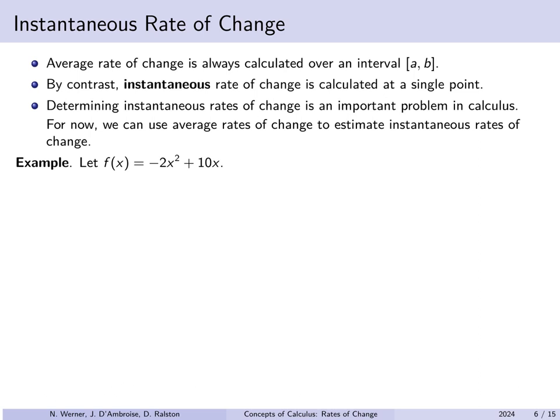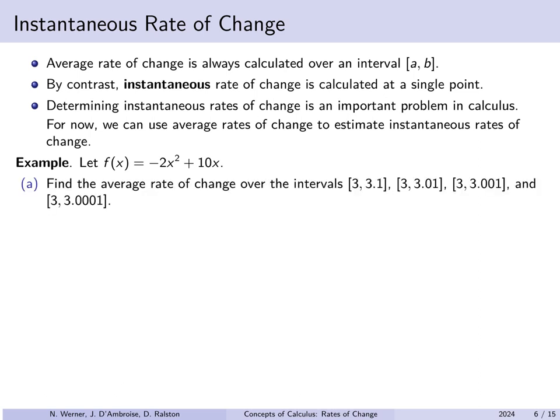For example, consider the function f of x equals negative 2x squared plus 10x. Let's find the average rate of change over a couple of different intervals: from 3 to 3.1, from 3 to 3.01, 3 to 3.001, and finally from 3 to 3.0001. Notice that the interval always begins at 3 and is then getting shorter and shorter, and we're going to compute the average rate over and over again and see what happens. Then we'll use that information to estimate the instantaneous rate of change at x equals 3.